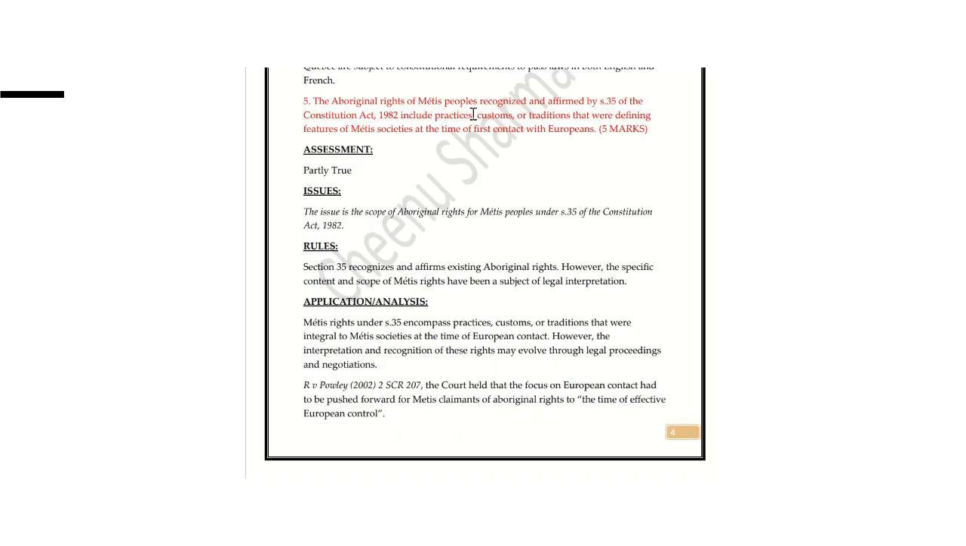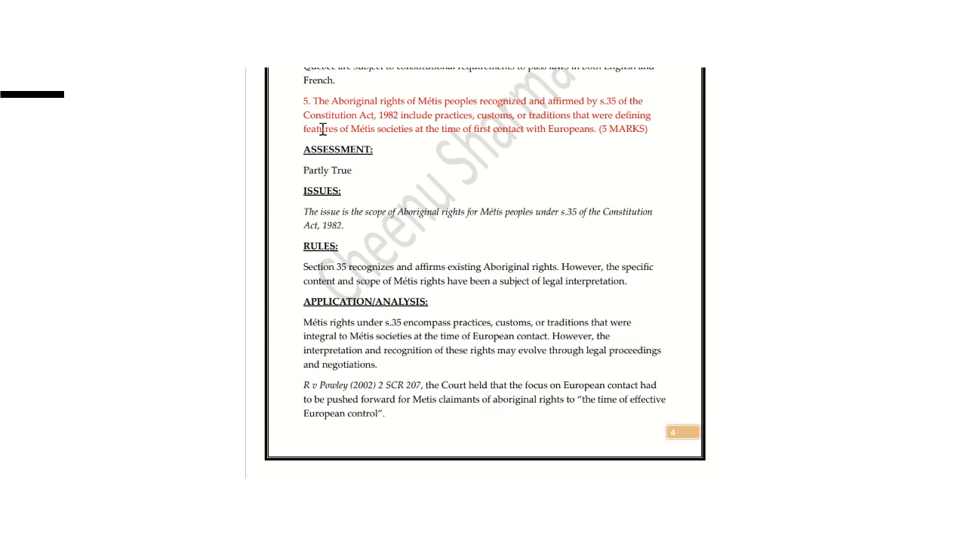Then we have: Aboriginal rights of Métis people recognized and affirmed by Section 35 include practices, customs and traditions that were a defining feature of Métis society at the time of first contact with Europeans. Here, whenever you get a specific Indigenous people category, you first have to try to figure out whether you have read any case law related to that particular Indigenous category. For Métis people specifically, in relation to this European contact, we have the important case of R versus Powley. This statement is partly true.